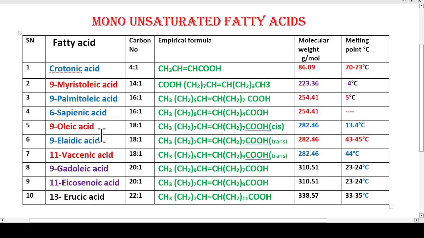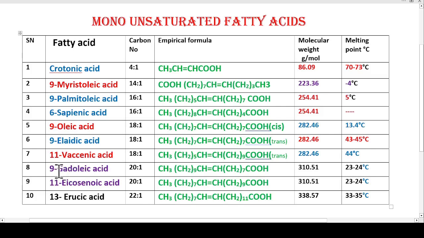Another monounsaturated fat is elaidic acid. It also contains 18 carbons like oleic acid, with only one double bond at the 9th carbon, but here the acid is in trans configuration. That is why its melting point is more. So trans fatty acids always have a higher melting point than cis fatty acids. Next one is 11-vaccenic acid. It also contains 18 carbons like oleic acid, but here the double bond is at the 11th carbon. Its melting point is 44 degrees centigrade. It is also in trans configuration, so it is also a trans fatty acid. Only oleic acid, with 18 carbons, is in cis. Both elaidic acid and vaccenic acid are in trans configuration.